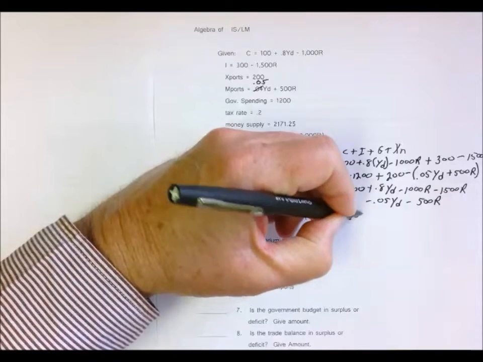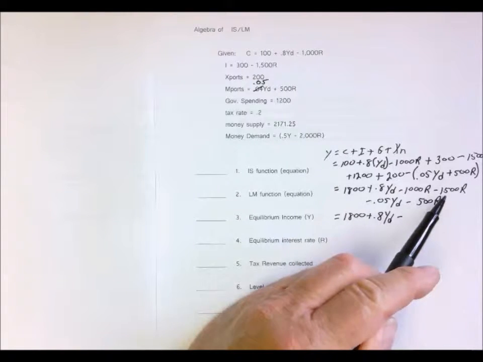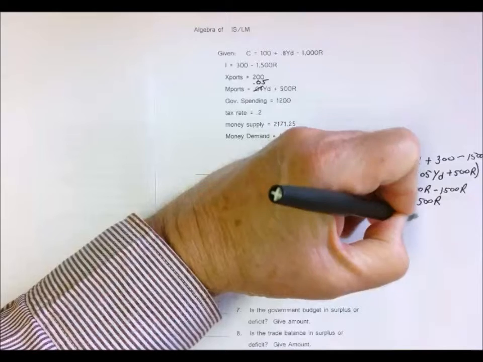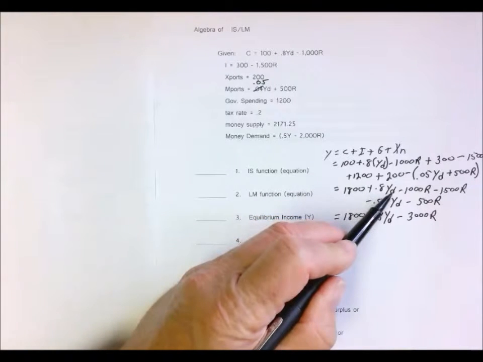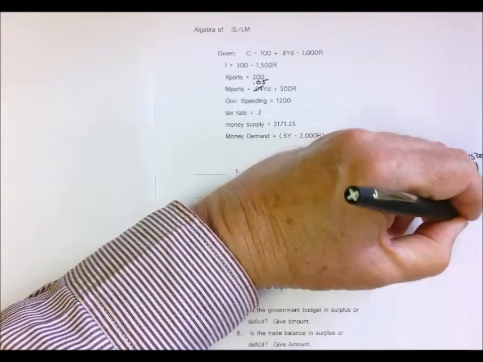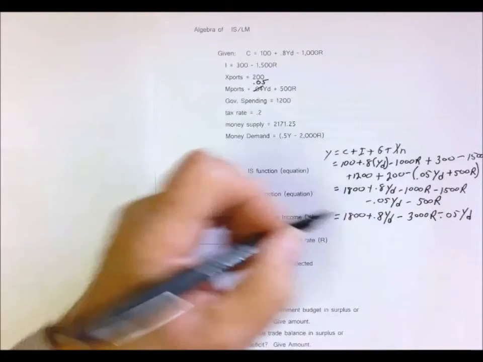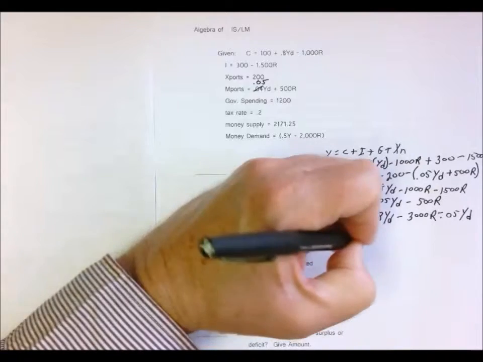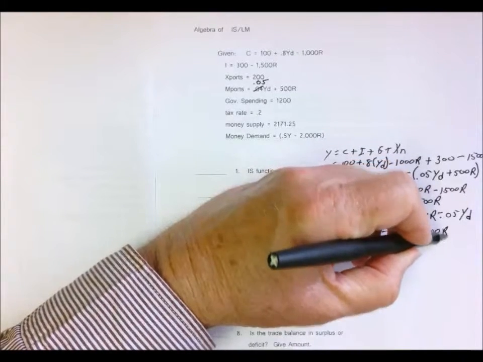So in the next step, let's gather up all of my R terms. Those are the interest rates. So I have 1800 plus 0.8 YD minus 1000, this would be 2500, this would be 3000 R. And don't forget this other term over here that I haven't copied down yet. So it's 1800 plus 0.8 YD minus all the R terms minus 0.05 YD. So let's gather up my YD terms. I have 0.8, and then I have a minus, sorry I left that out, a minus 0.05 YD. So that leaves me with 1800 plus 0.75 YD. See that? Because it's 0.8 minus 0.05, minus 3000 R.